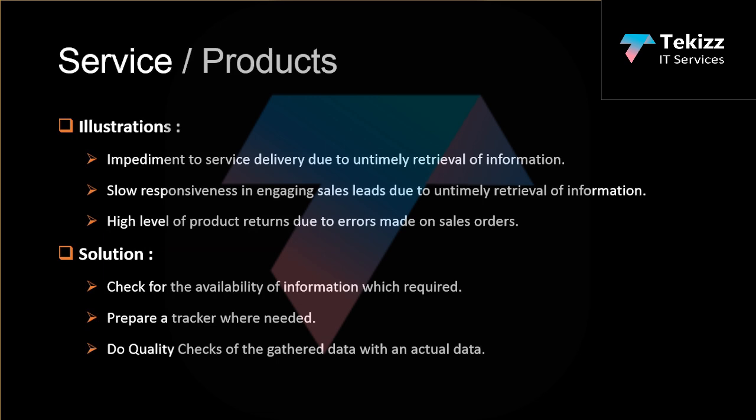So suppose you have some database connected and you have issues with the retrieval of that information. That could lead to a service or product based business problem. To solve that problem, we can prepare a tracker, we can do the quality checks, and we can also check the availability of the information.